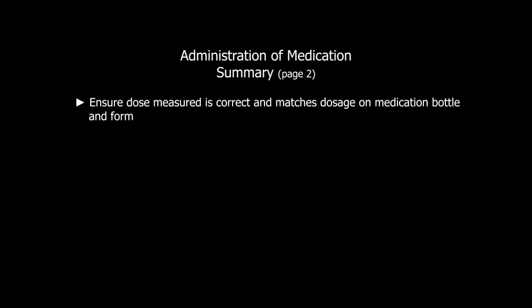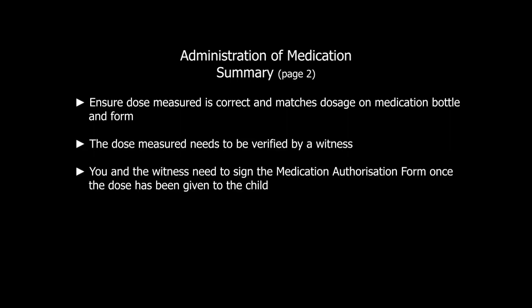When we're administering that medication, we must ensure that we correctly measure out the required dose. We'll find that dosage on our authorised approved medication form as well as on the bottle. This must be verified by a witness, and you and that witness will sign off on that medication once it's been administered to children. Please remember that we must also protect ourselves and protect the children, so we should wear gloves as we're administering the medication.